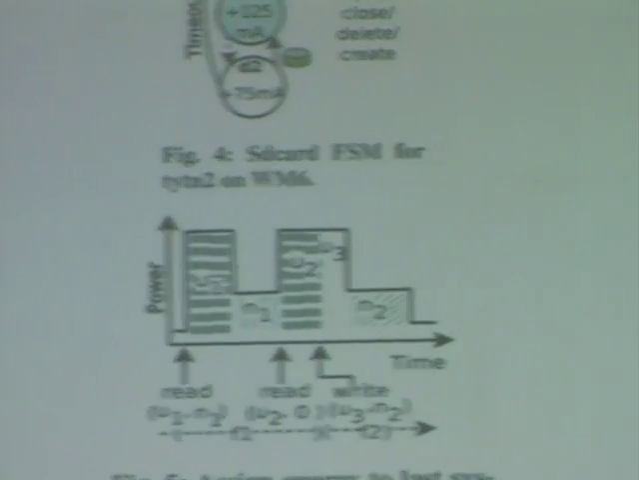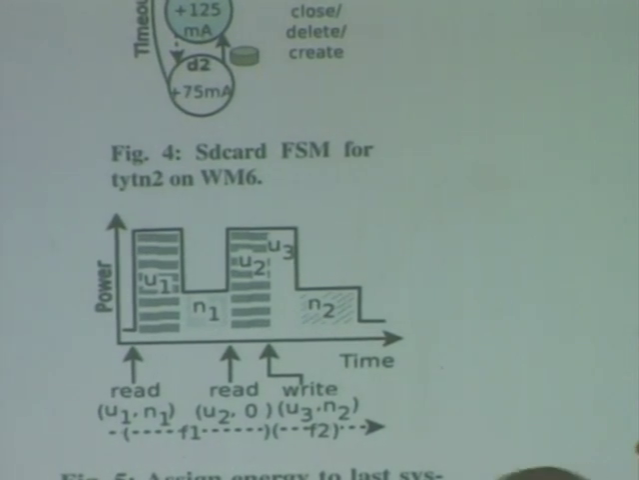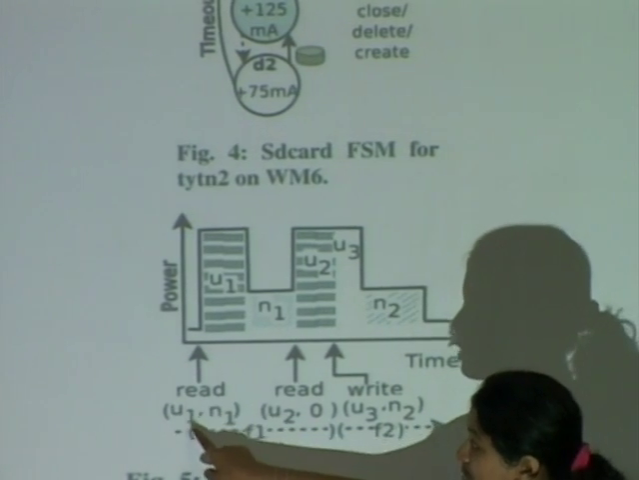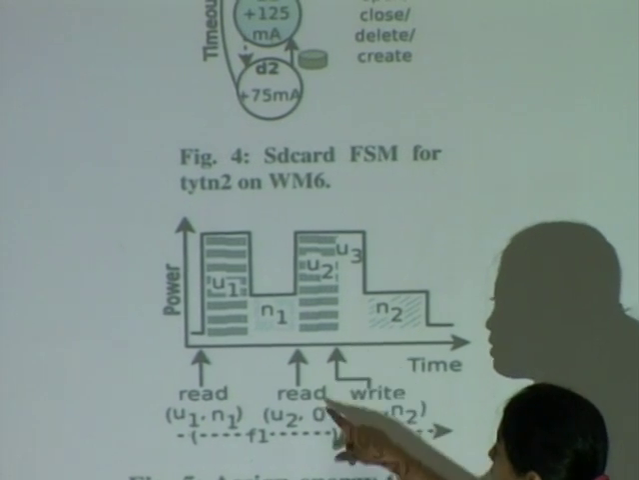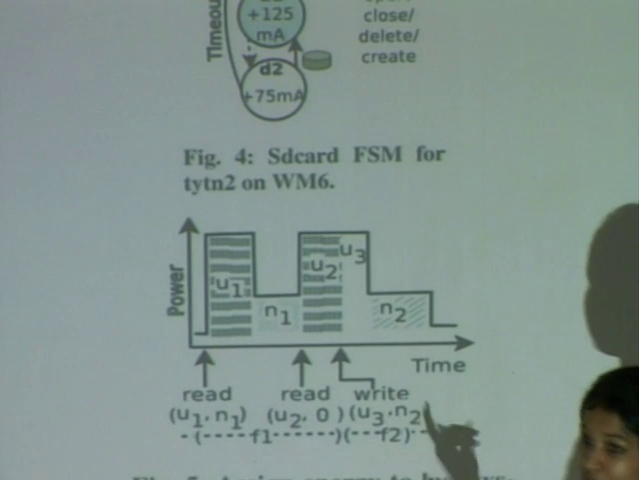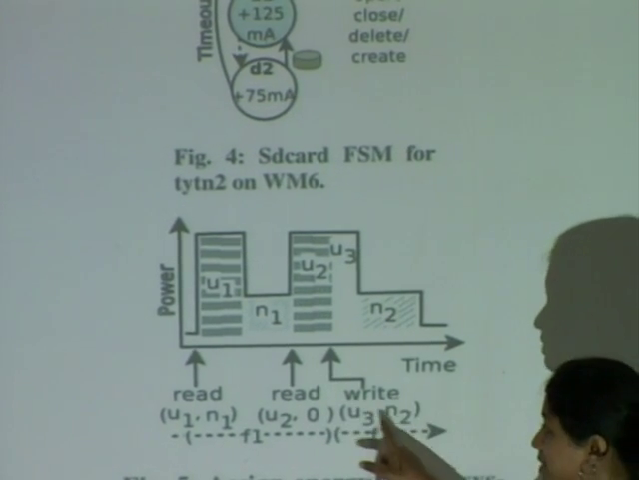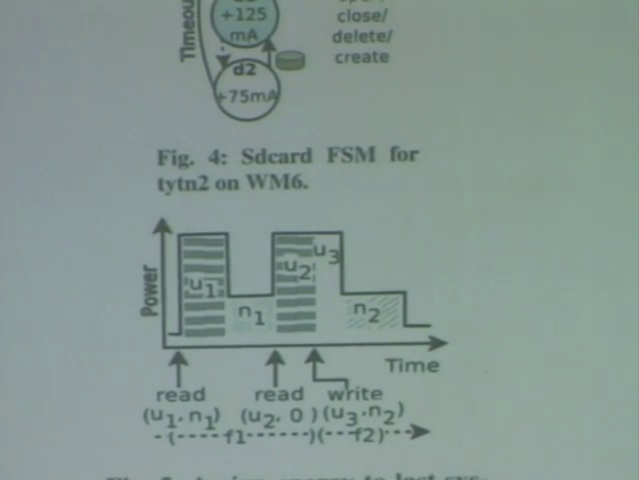So now we want to find the energy tuple for each system call. For the first read system call, the utilization energy is U1 and the tail energy is N1. For the second read system call, the utilization energy is U2, whereas there is no tail energy, so it is 0.